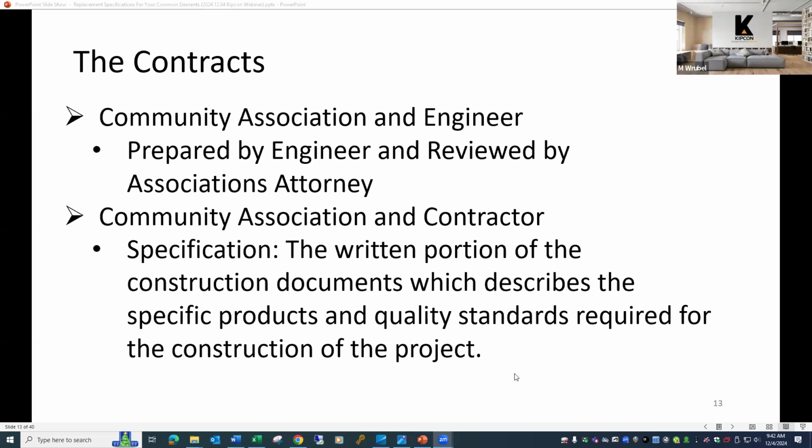So again, this is just reiterating that the contracts are between the community association and the engineer, and directly between the contractor and the association. And the portion that defines that relationship between the contractor and the association are the specifications that the engineer has prepared.